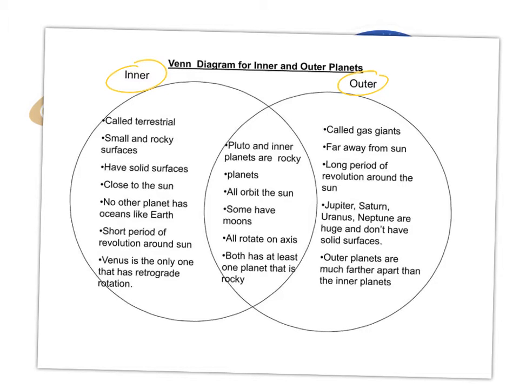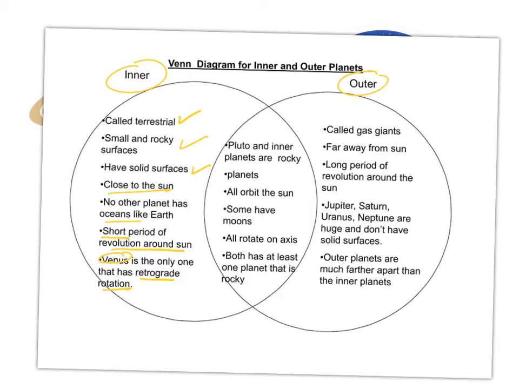So some other things you're going to find is inner planets are called terrestrial planets. They are small and rocky surfaces. They have solid surfaces. It's close to the sun, and no other planet has oceans like the Earth, which is interesting. They have actually a shorter period of revolution around the sun, and Venus is the only one that has retrograde motion, which means it doesn't spin counterclockwise around the North Pole like we do.